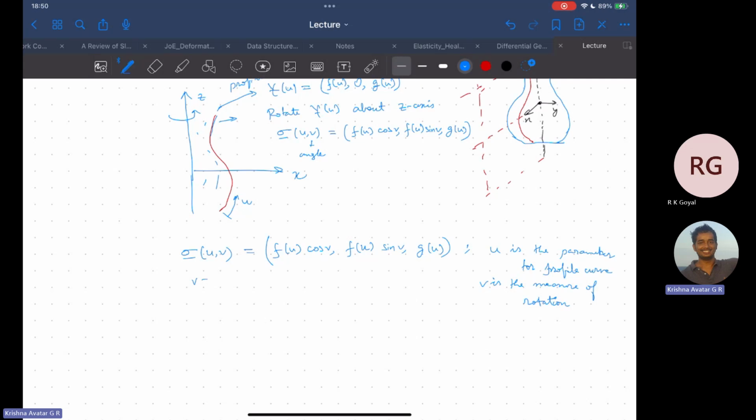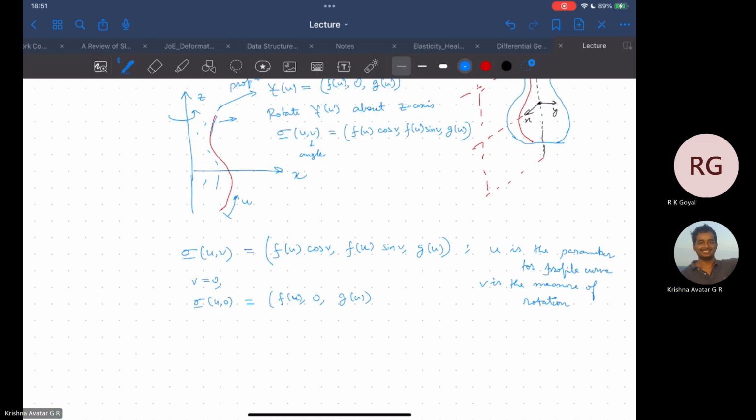Okay, the thing is, now let's take a look here. Put v equal to 0, which means no rotation about the z-axis. Then it gives us sigma u comma 0 is equal to, cos of v is 0, so 1, right? And sine of v is 0, and you have g of u, right? We got back our profile curve. That's what we wanted.